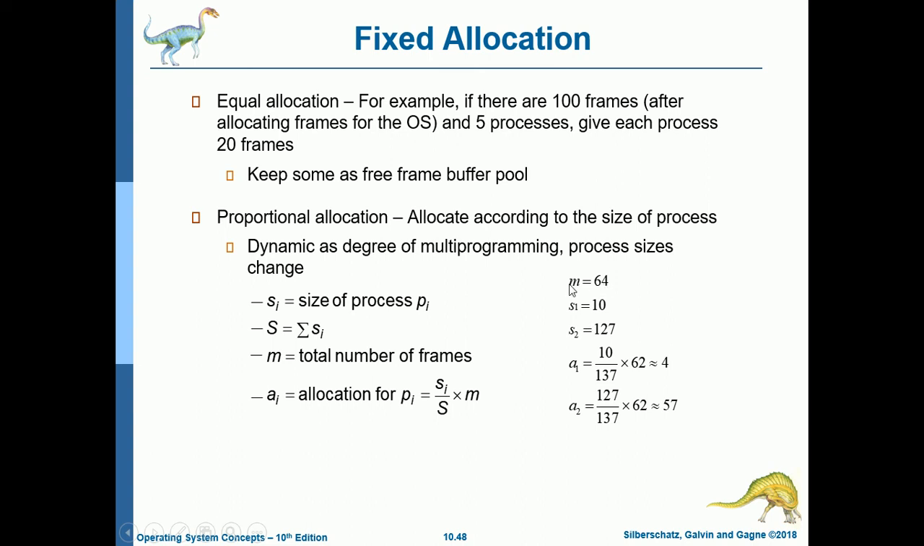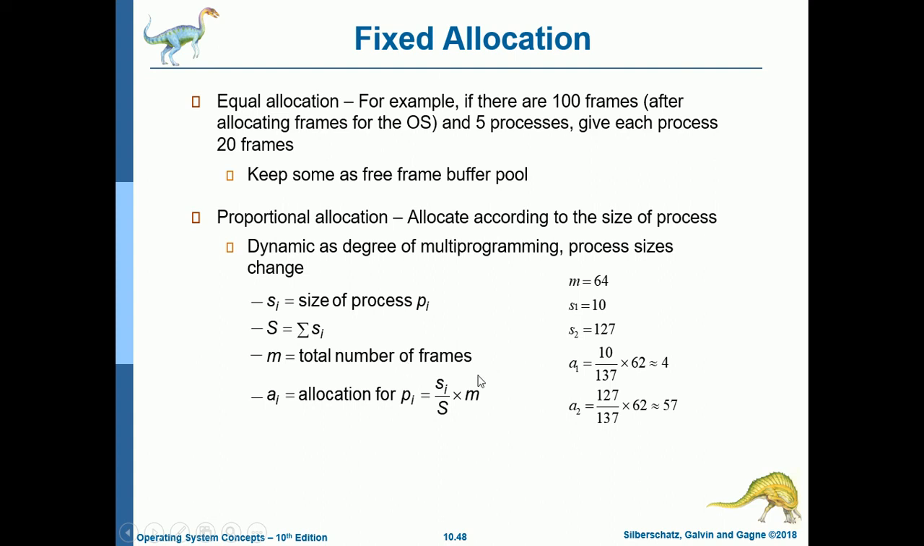For this example, a correction: M, the total number of frames, should be 62. The size of process 1 is 10, and the size of process 2 is 127. With proportional allocation, you can predict that process 2 must have more frames than process 1 because of its size.